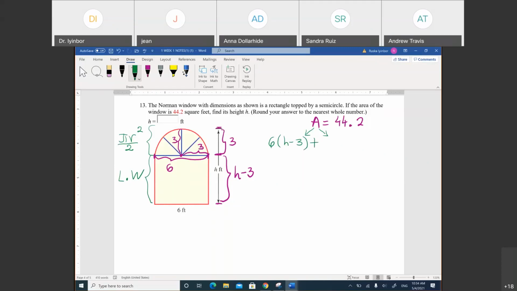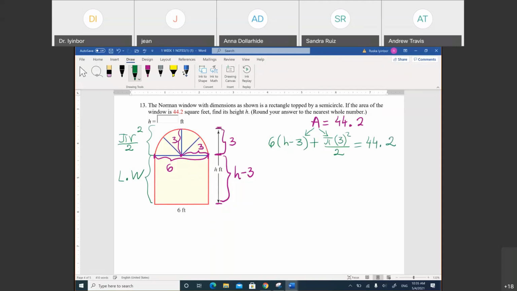So what is the formula? Pi. What is the radius? 3 over 2. So this is the area of the semicircle, pi r squared over 2. And when you add those two parts of the window, you're going to get the area of the total window, right? 44.2.